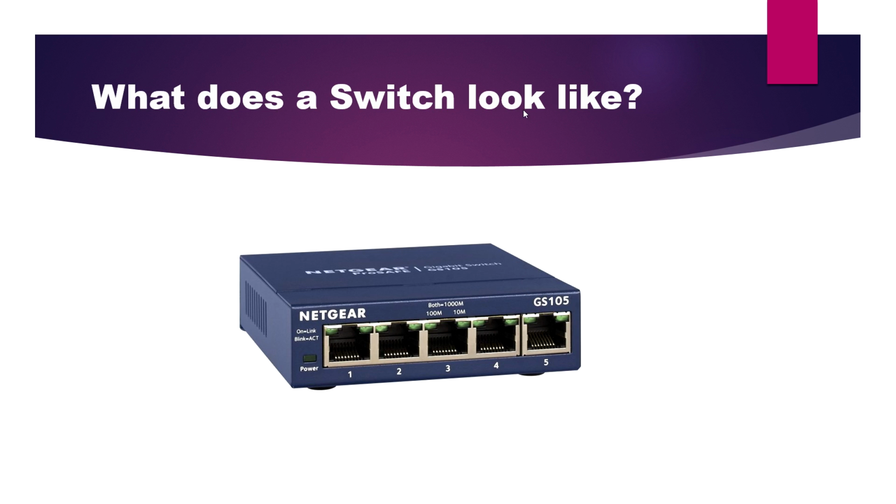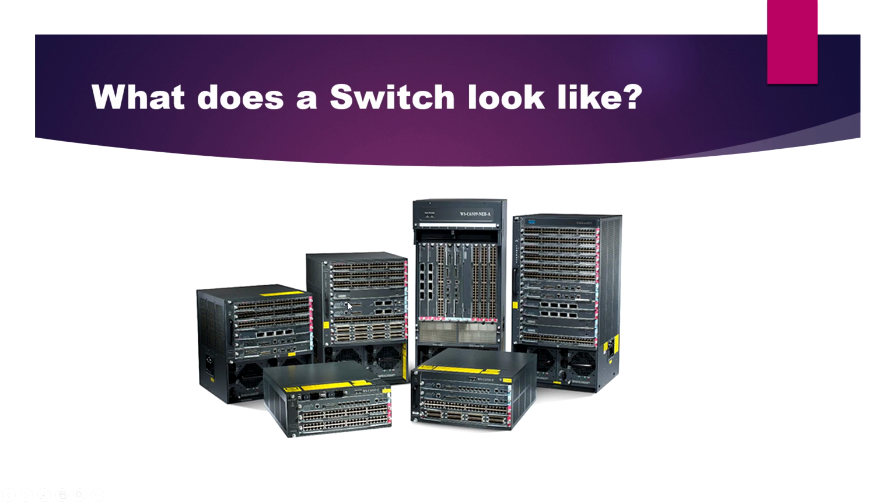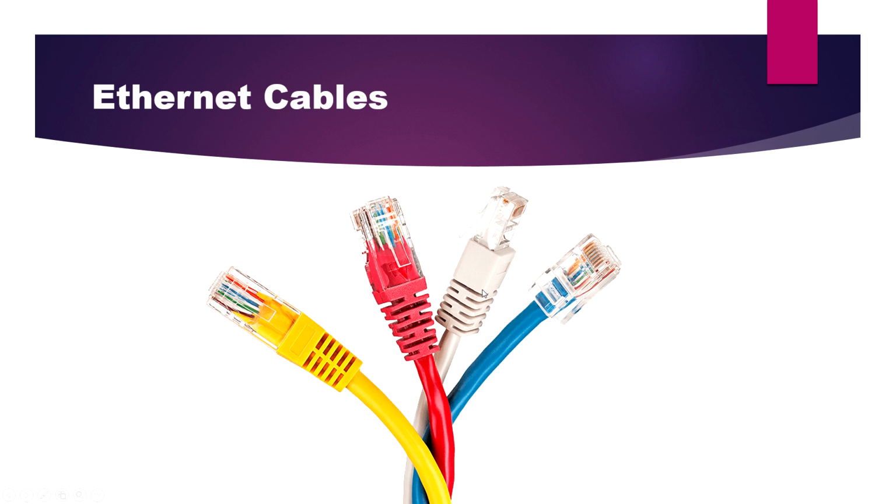So this is what a switch looks like, one of the switches that you can buy. This is a Netgear 5-port switch, and these ports on the front are called Ethernet ports or RJ45 ports. These are also switches, Cisco enterprise level switches. These are a lot more money and they have hundreds and hundreds of ports and are used to connect computers in offices together. Computers connect into switches using Ethernet cables or RJ45 cables.